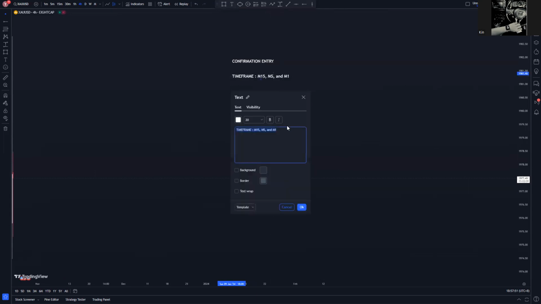We have two types of confirmation entry. Number one, low risk CE, which is M15 EG or M15 M5 EF. The second one is high risk CE, which is M5 EG or M1 EF.